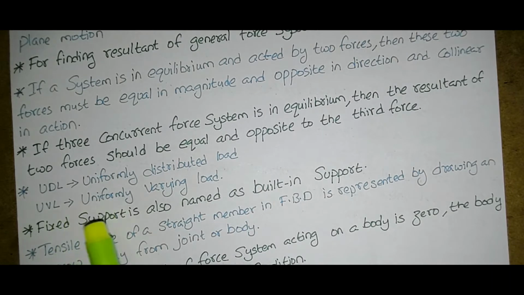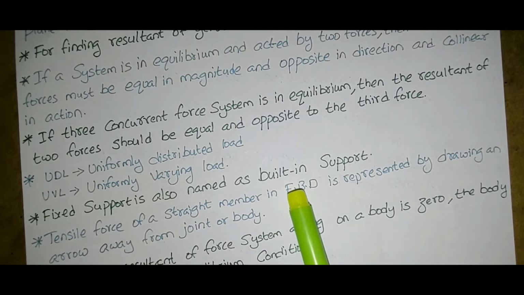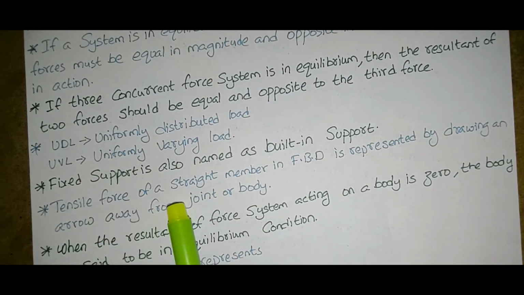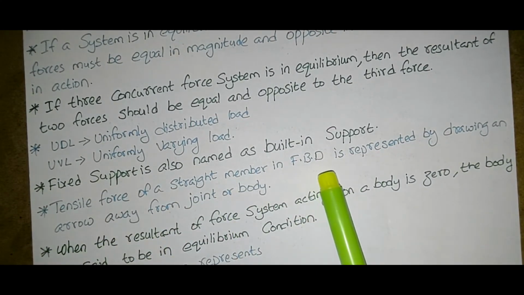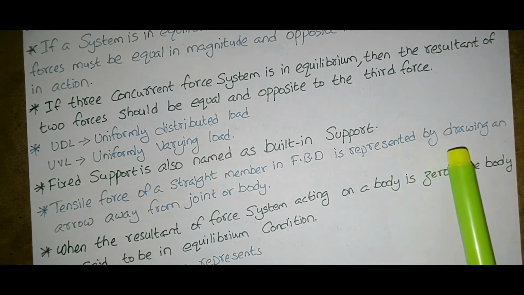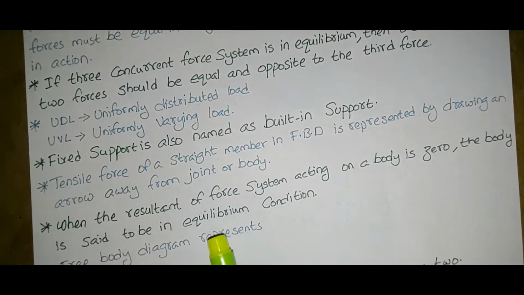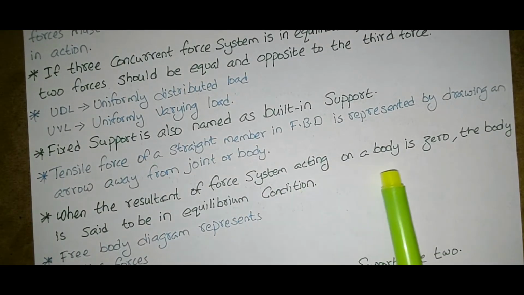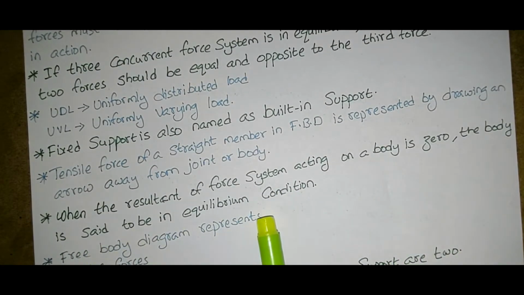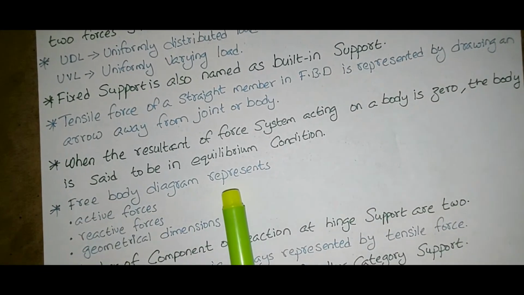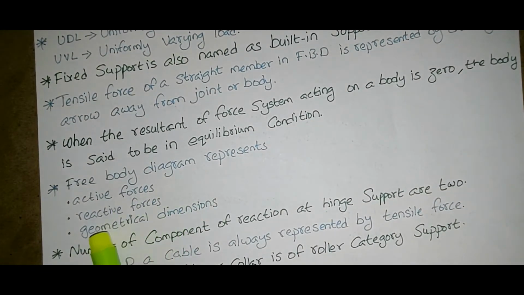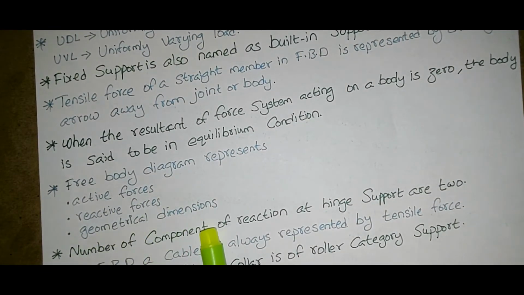UVL stands for uniformly varying load. Fixed support is also named as built-in support. Tensile force of a straight member in free body diagram is represented by drawing an arrow away from joint or body. When the resultant of force system acting on a body is zero, the body is said to be in equilibrium condition. Free body diagram represents active forces, reactive forces, geometrical dimensions.